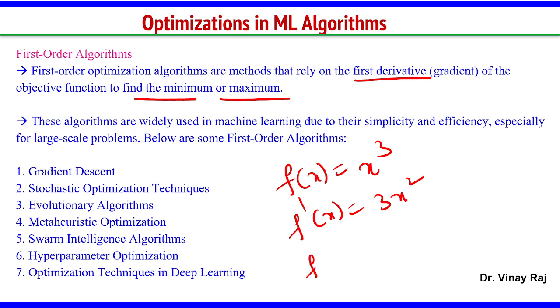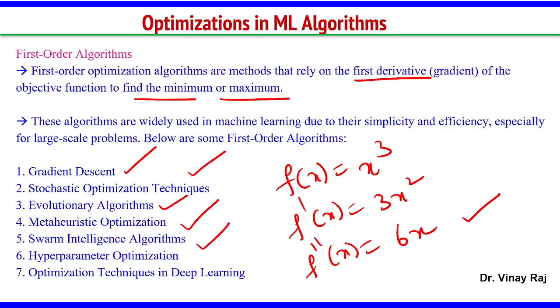If I do f double dash of x, what is the value here? 6x. This is called the second order derivative. Algorithms which only depend on the first order derivative come under first order algorithms, right. They are very simple to use and very efficient. Some examples of first order algorithms are gradient descent, stochastic optimization, evolutionary algorithms, metaheuristic algorithms, swarm intelligence algorithms, and so on. There are a lot of optimization techniques which are based on the first order gradient, right.